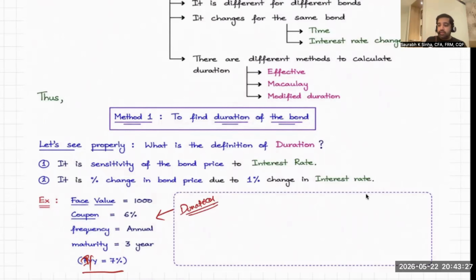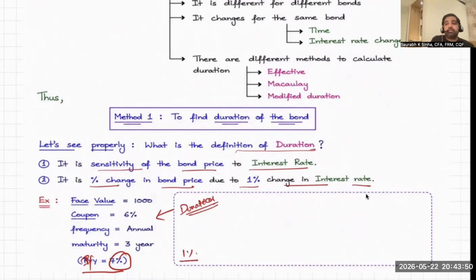What is the definition of duration? It is the sensitivity of the bond price to the interest rate. So it is actually the percentage change in the bond price due to 1% change in the interest rate. So what you have to do, you have to change the interest rate by 1%, and then you will try to find out what is the change in the bond price. But the problem is you don't have to calculate the absolute change in the bond price. You have to calculate the percentage change in the bond price. This is problem number one.